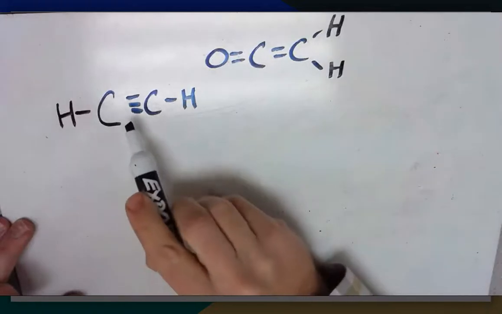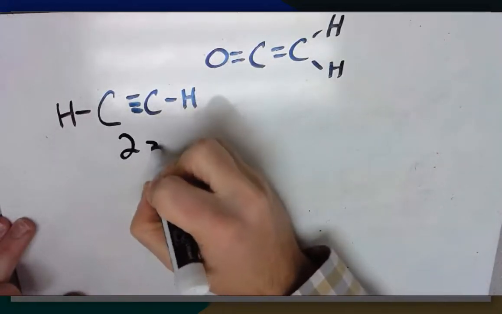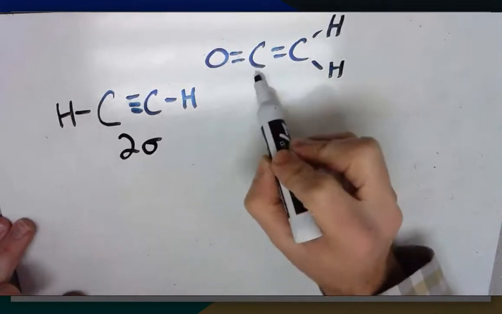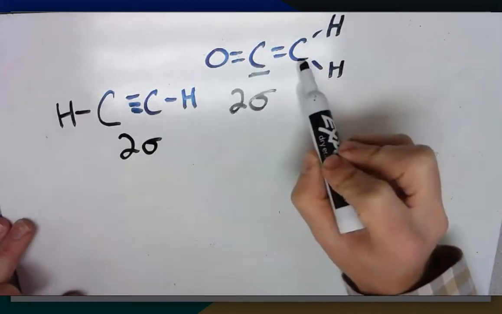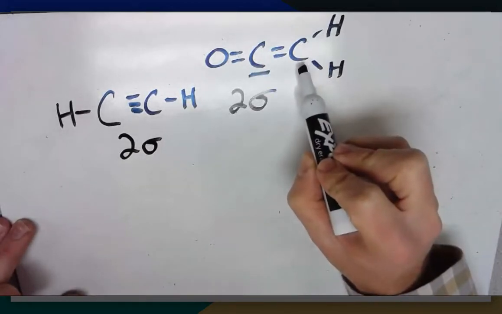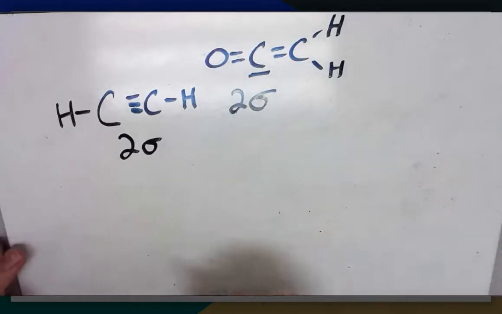All right, here's our last example. These are actually going to have the same number of sigma bonds, right? 1 sigma bond here and 1 here, so there's 2 sigma bonds. There's also 2 sigma bonds on this carbon, 1 here and 1 here. So I'm looking at this carbon only. We could say that this is sp hybridized as well. This one is going to have a different hybridization. This is going to be sp2, like the one that we looked at in the previous example.